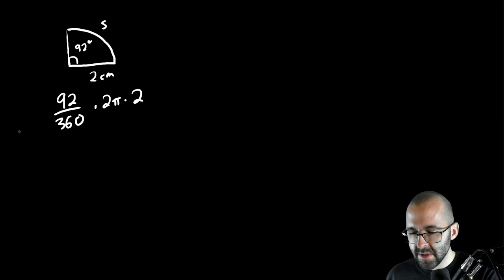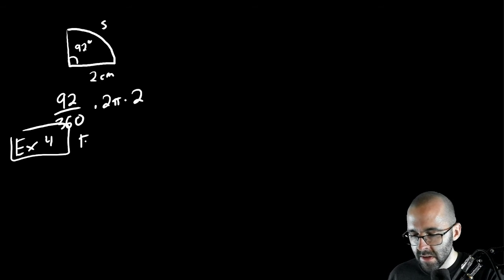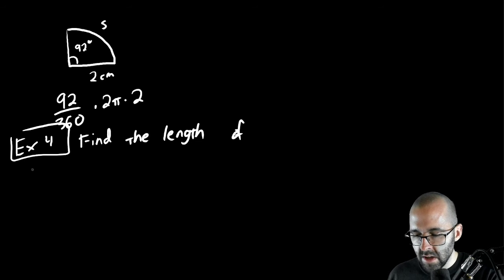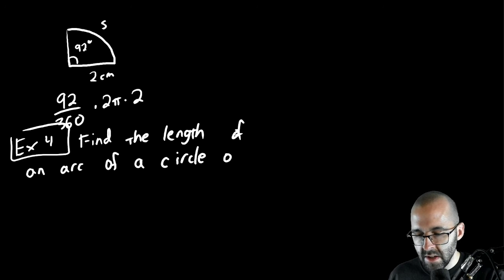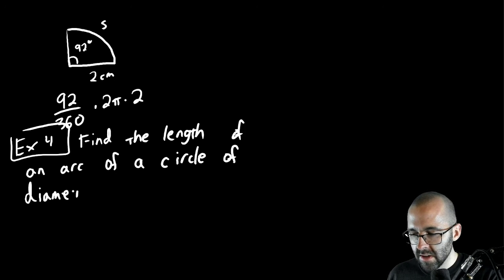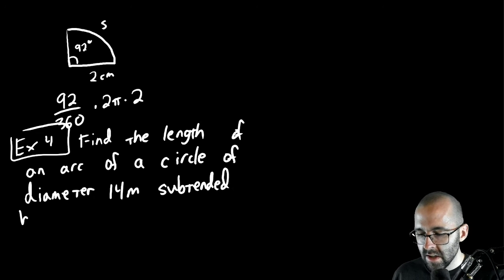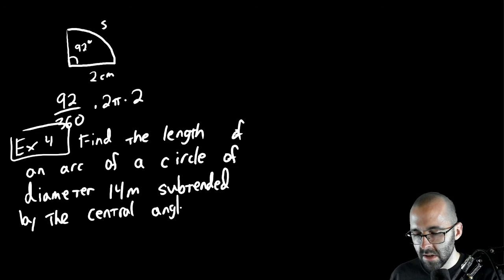Let's do one more example. One more example for this video. All right, find the length of an arc of a circle. There's a lot of ofs here, stay tuned, of diameter 14 meters, pretty big circle, subtended by the central angle of 5 pi over 6.